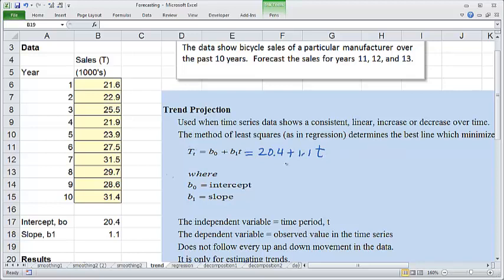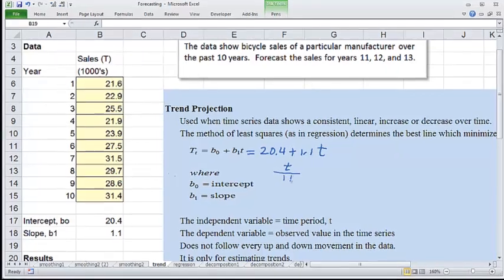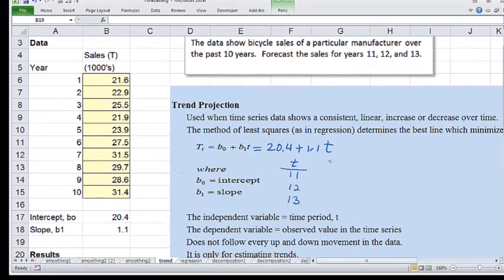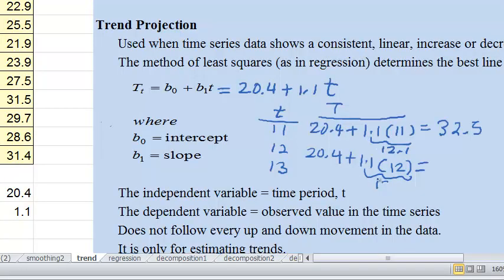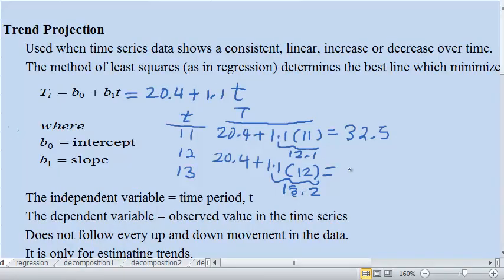So for here, 11 and 12 and 13, and then the trend forecasts are, we just plug in the numbers, 20.4 plus 1.1 times 11, and that gives us 12.1 plus 20.4, giving us 32.5. And similarly, year 12 is 20.4 plus 1.1 times 12, and that part is 13.2 plus 20.4 gives us 33.6, and so on.